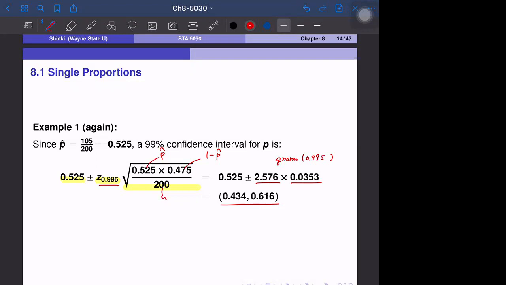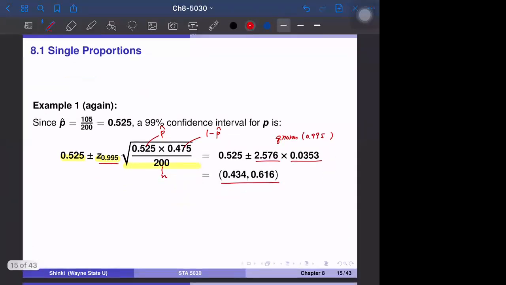So it's a little wider than the one previously reported, but this is because of the continuity correction. So it's just approximation error.